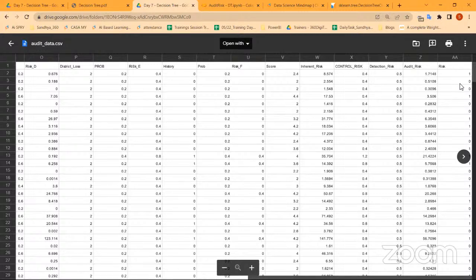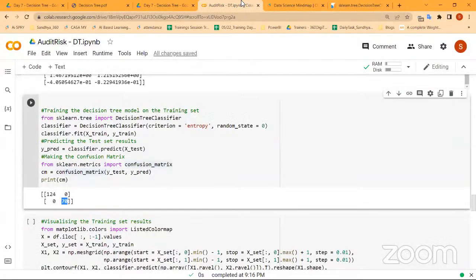I'm just trying to use generalized terms, friends, so that you can implement this technique not only for this audit risk data, but for any other data as well, if you know the generalized terms. And then yeah, this is how we can build a decision tree model and get the results, friends. Let me run the classifier. And yeah, we are successful.